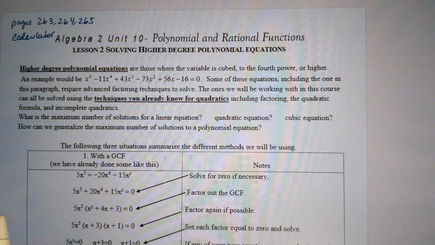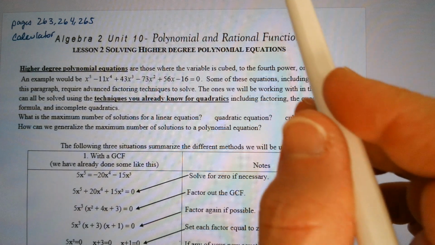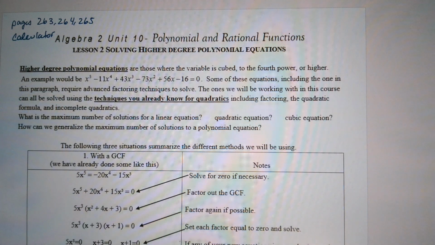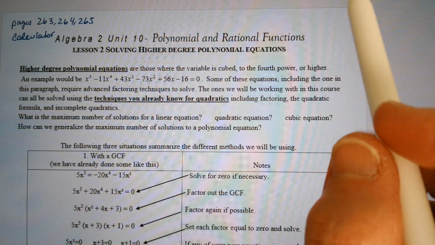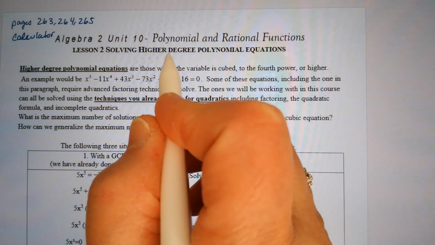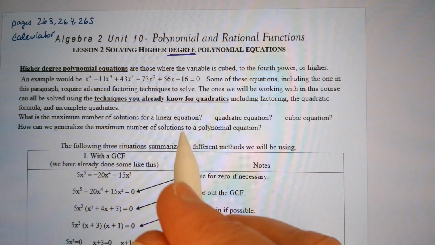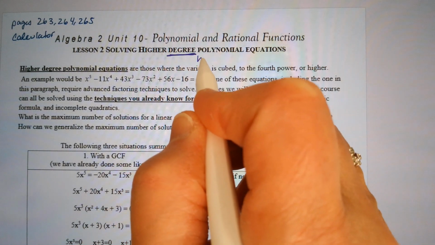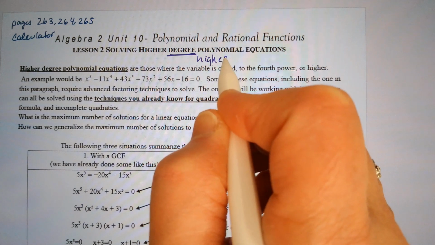Today we're on lesson 2 of Unit 10, solving higher degree polynomial equations. We'll be covering pages 263 to 265, and you should have your calculator. Higher degree polynomial equations, remember the degree is the value of the highest exponent.